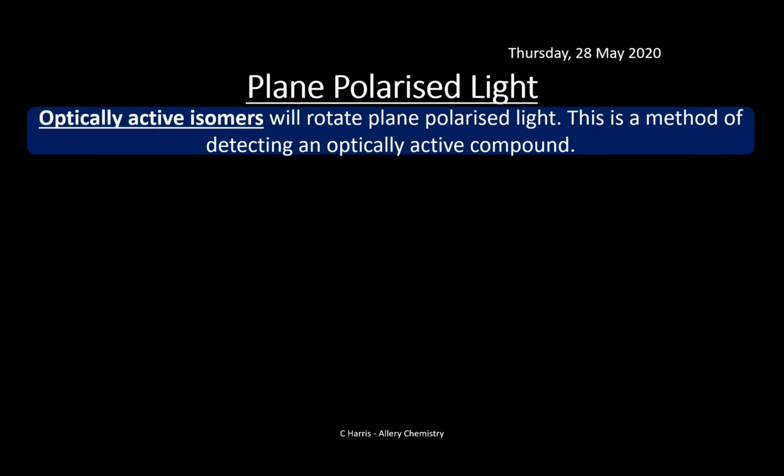Optically active isomers, the ones that we've just seen before, will actually rotate plane polarized light, and this is how we detect optically active compounds.